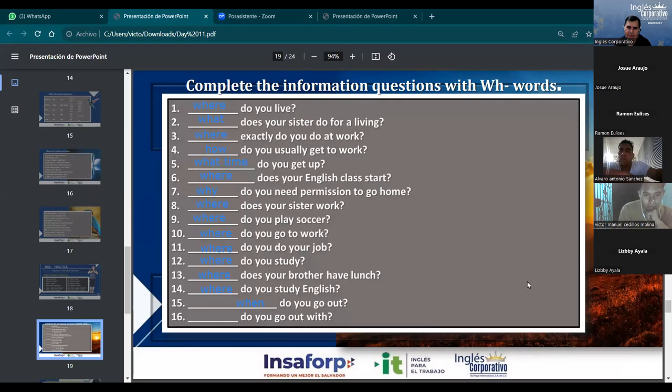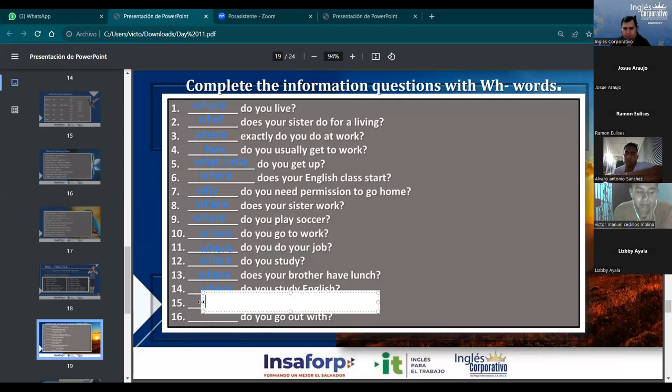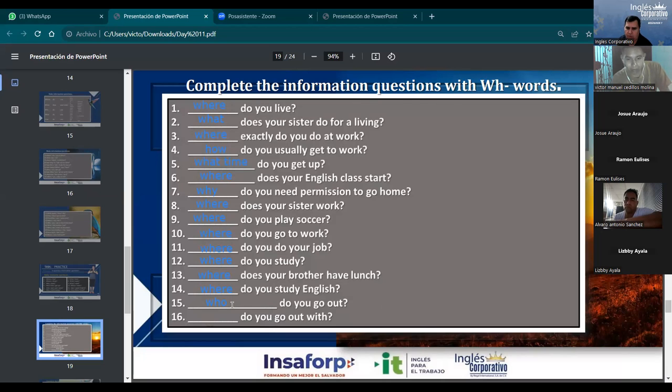How often do you go out? And who do you go out with? ¿Con quién sales? Who do you go out with? Where do you go out? Ah, no. Ese sería. Why do you go out with? Who do you go out with? También. Who do you go out with?